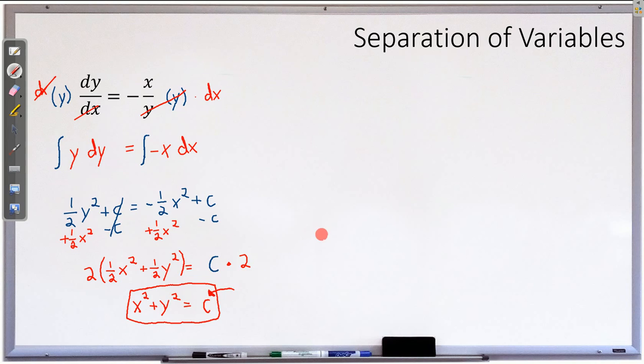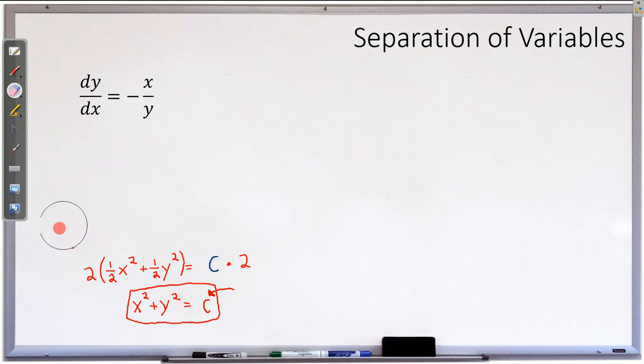We would need more information to solve for c, because when you take a derivative, you lose the constant, but then when you take the antiderivative, you get the constant back. But we would need a point to plug in to figure out what exactly that c value is.